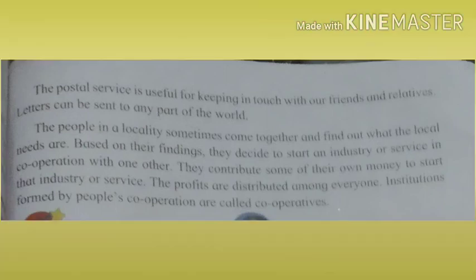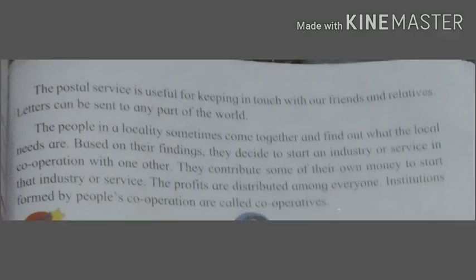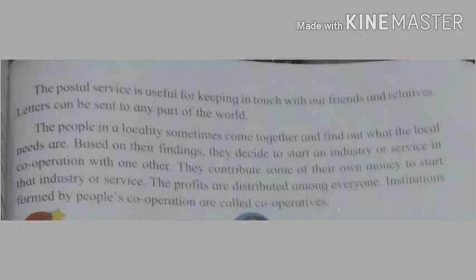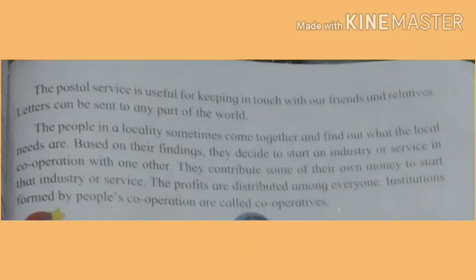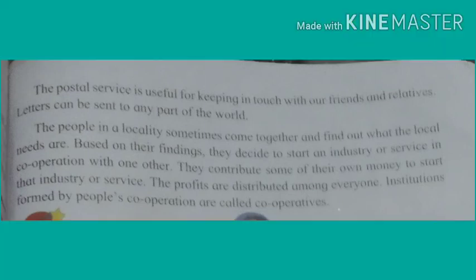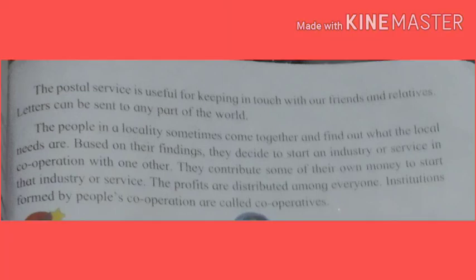The people in a locality sometimes come together and find out what the local needs are. Based on their findings, they decide to start an industry or service in cooperation with one another. They contribute some of their own money to start that industry or service. The profits are distributed among everyone. Industries formed by people's cooperation are called cooperatives.